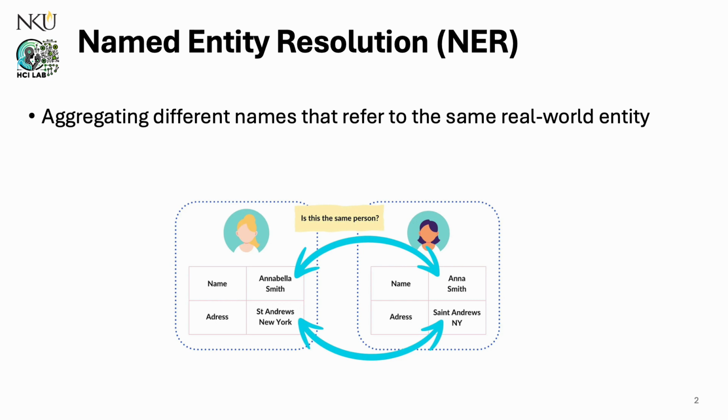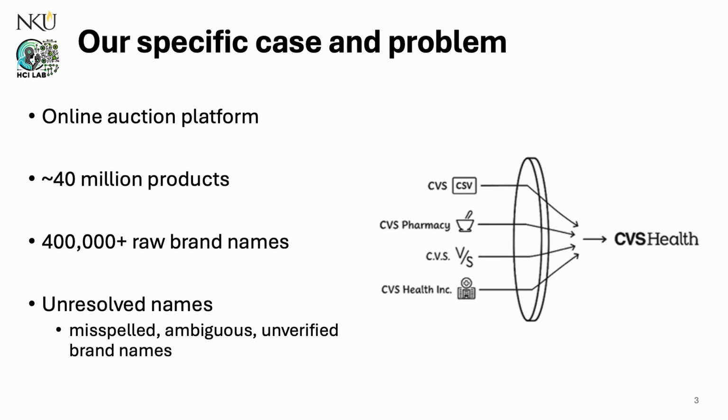Named entity resolution, or NER, simply means identifying when different text strings actually refer to the same real-world entity. As you can see in the image, problems like identifying if Annabella Smith and Anna Smith with slightly different addresses are the same person appear in many domains. But our focus is on one of the most chaotic ones, that is brand names in online auctions. That's where named entity resolution becomes important and very significant, where we have to go beyond exact matching and understand the context and similarity behind those brand names.